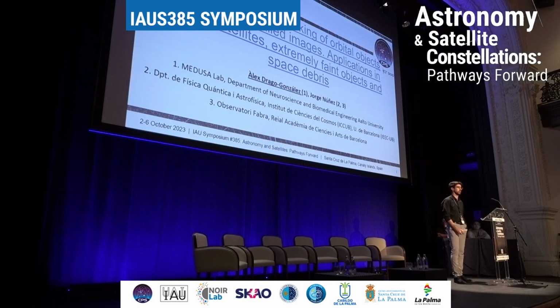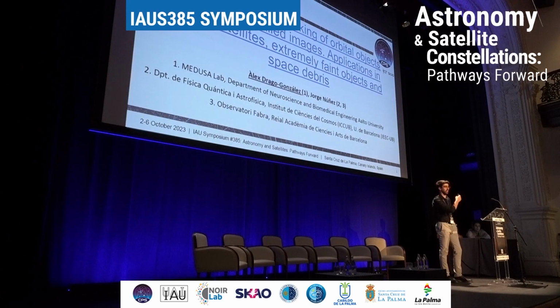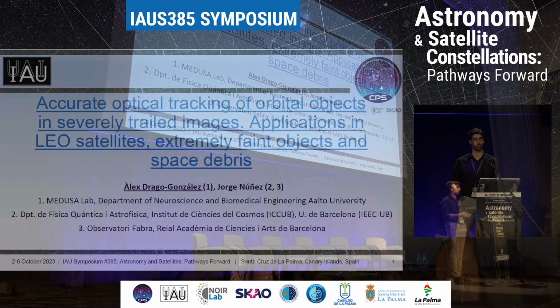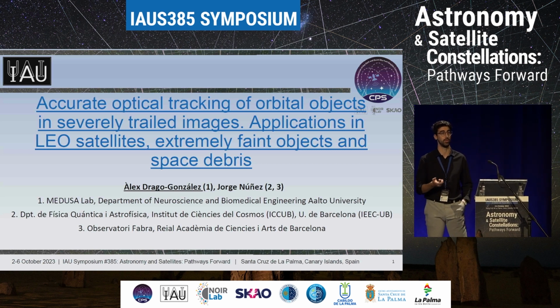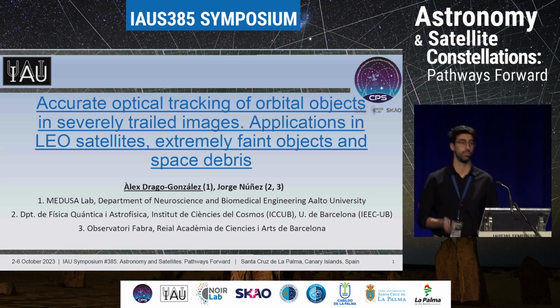My name is Àlex Drago. I'm a PhD student at Aalto University, all the way in Finland. Today I'm going to present a work that I've done together with my professor, Jorge Núñez, titled Accurate Optical Tracking of Orbital Objects in Severely Trailed Images. It has applications in LEO satellites, especially for mega constellations, in extremely faint objects like CubeSats, and also for space debris.